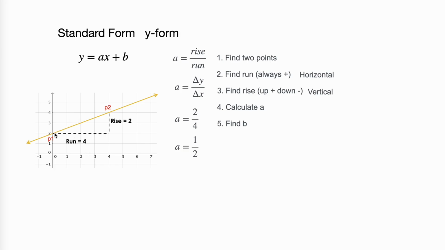Step 5, find the b. Find the initial value. The b is the y-intercept. It's also called the initial value, and we can read it off the graph right here. The b is 2. Our equation becomes y is equal to ax plus b. The a is 1/2, and the b is 2. Y equals 1/2 x plus 2.